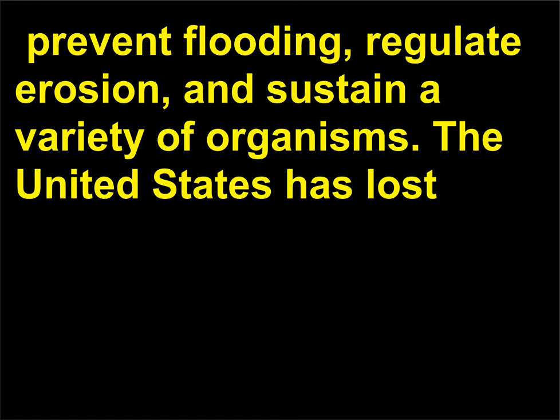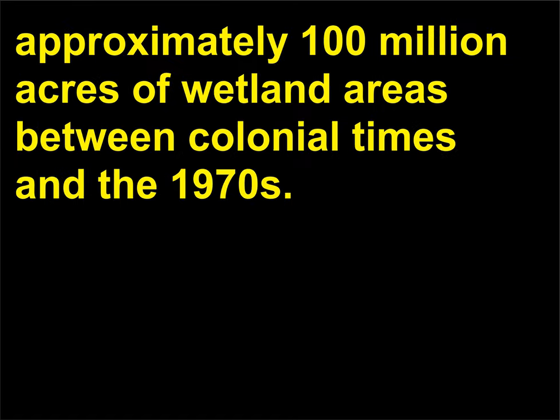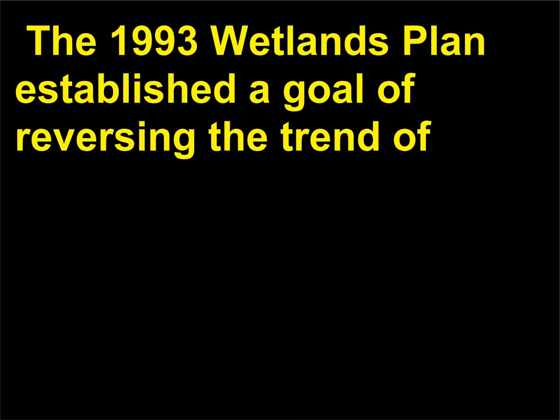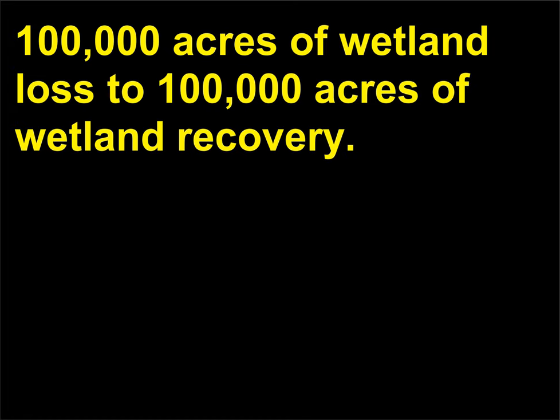The United States has lost approximately 100 million acres of wetland areas between colonial times and the 1970s. The 1993 Wetlands Plan established a goal of reversing the trend of 100,000 acres of wetland loss to 100,000 acres of wetland recovery.